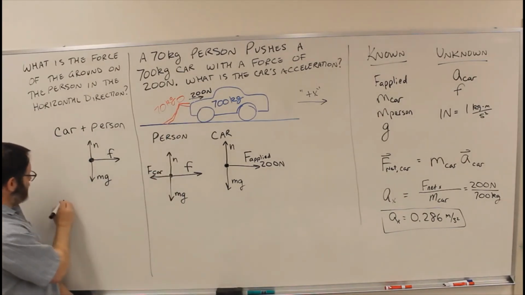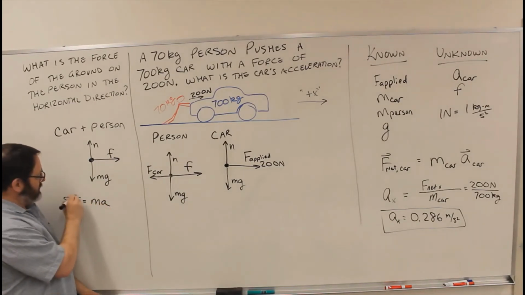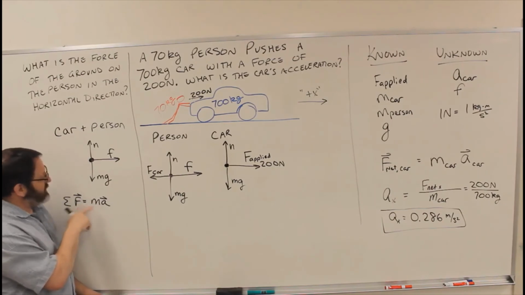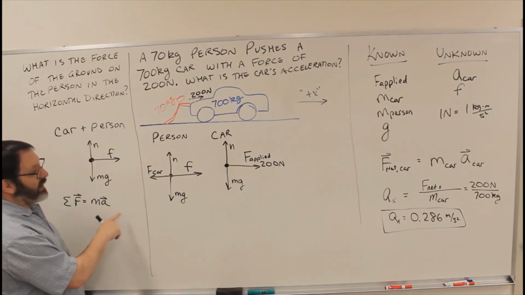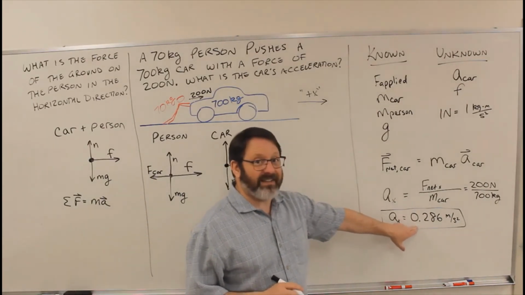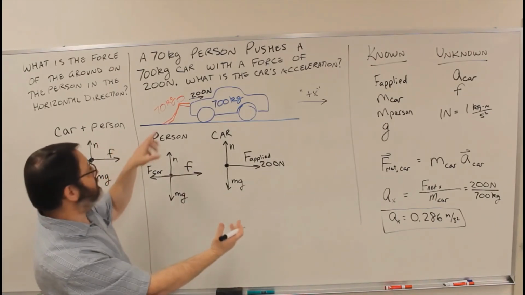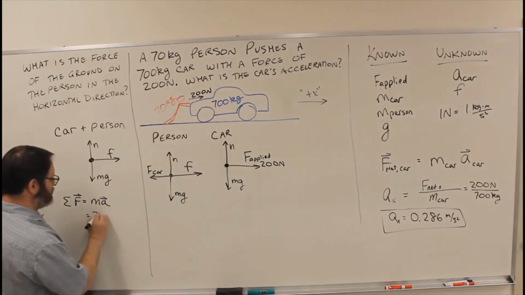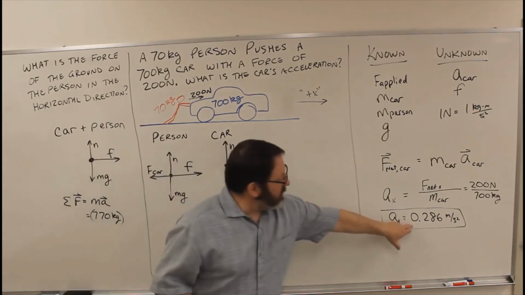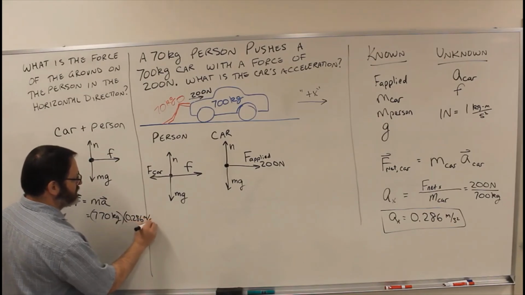Okay? Now I can use sum of forces equals ma, right? We're going to consider only the x direction. So the sum of forces in the x direction equals ma. I know what the acceleration is. And this acceleration is good for both the person and the car. So this is the mass of the system, 70 plus 700, so 770 kilograms, times the acceleration of the system, 0.286 meters per second squared.